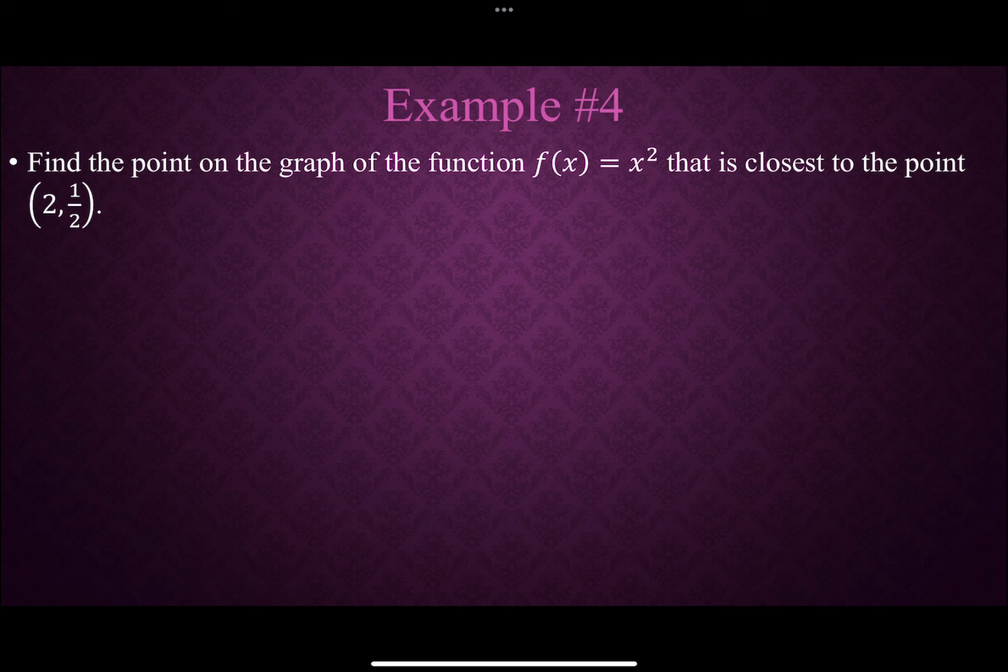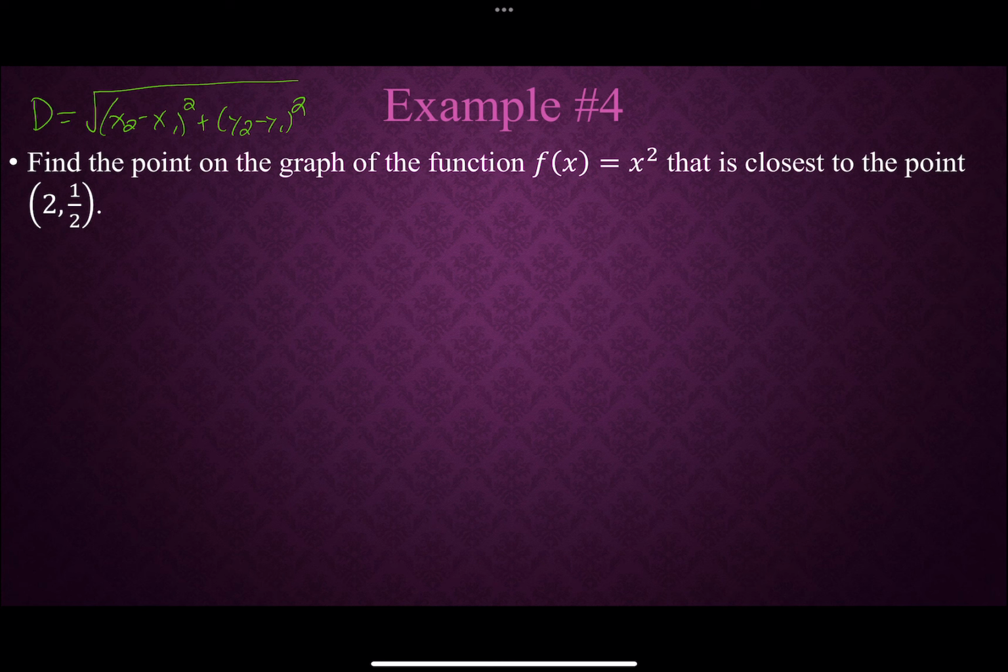All right. So next up, now we're talking about the point on the graph that's closest to the coordinate point (2, 1/2). If we're talking about closest, we're talking about distance, so we need the distance formula. Your distance is the square root of (x2 minus x1) squared plus (y2 minus y1) squared.